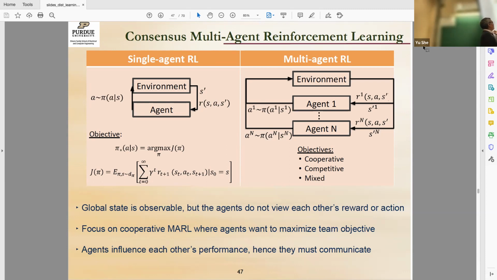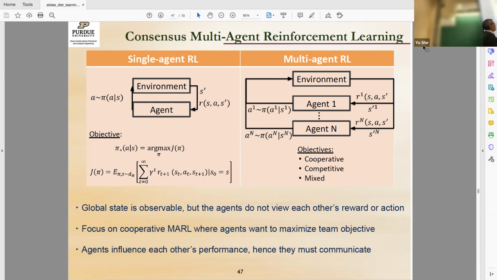Since my reward depends on the state, which is a function of all your actions, I need to observe both the state and also what you are doing. So typically we assume that the global state is observable, but the agents may not view each other's rewards or actions. That sets up the difficulty in the problem.